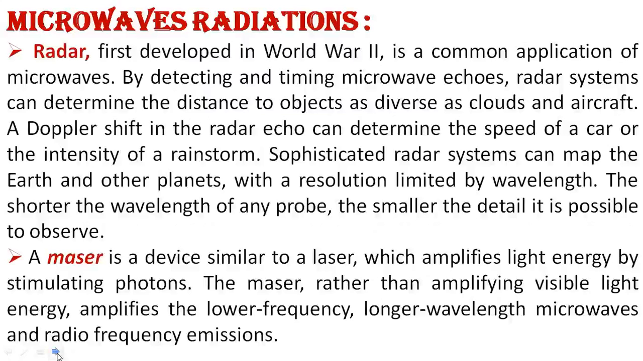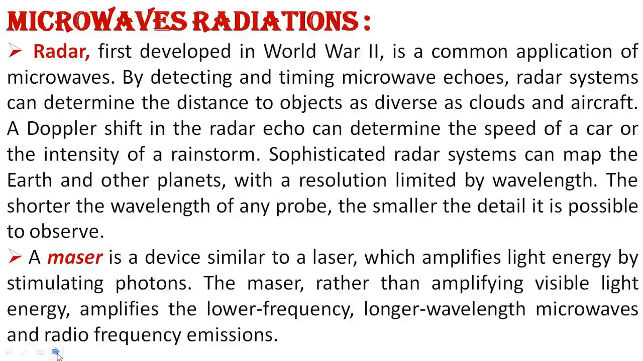Now next one is radar, first developed in World War II, a common application of microwaves by detecting and timing microwave echoes. Radar systems can determine the distance to objects as diverse as clouds and aircraft. A Doppler shift in the radar echo can determine the speed of a car or intensity of a rainstorm. Sophisticated radar systems can map the Earth and other planets.